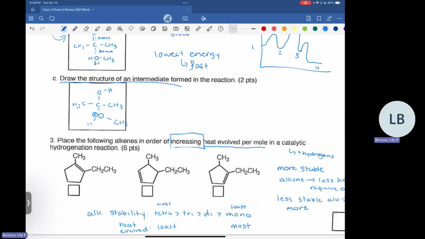Okay. So then we just have to look and see the alkenes that were given and how many substituents they have. So we have this alkene. It's got 1, 2, 3, 4. So tetra.